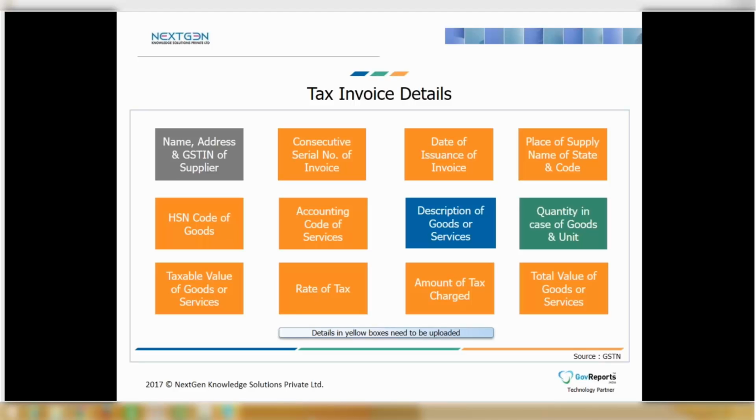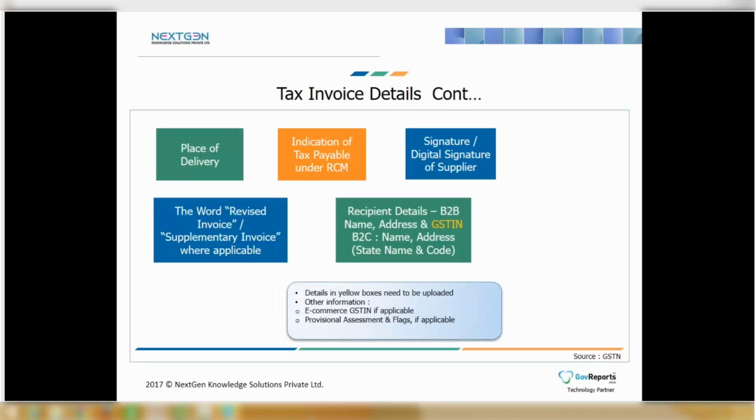Then HSN code of goods, harmonized codes, then SAC code or accounting code of services. Then comes taxable value of goods and services, rate of tax. Rate of tax is important because we don't have a uniform rate of tax in GST. We have got 4 rates of tax. So an item may contain a different rate of tax. So the rate of tax should be correct and as per the tax invoice. Then comes the amount of tax charged in the invoice, and the total value of goods and services which is contained in the tax invoice. So this is the data which is being uploaded at the GST portal.